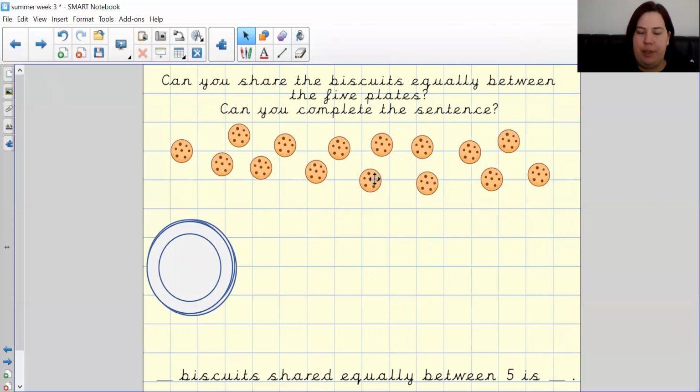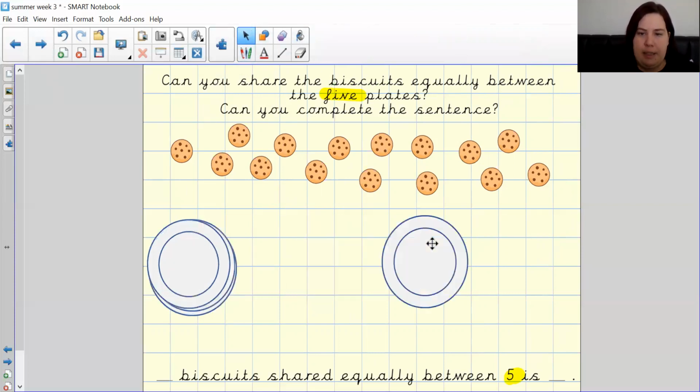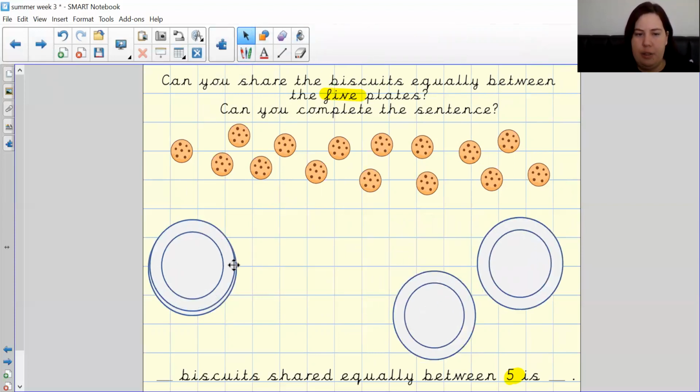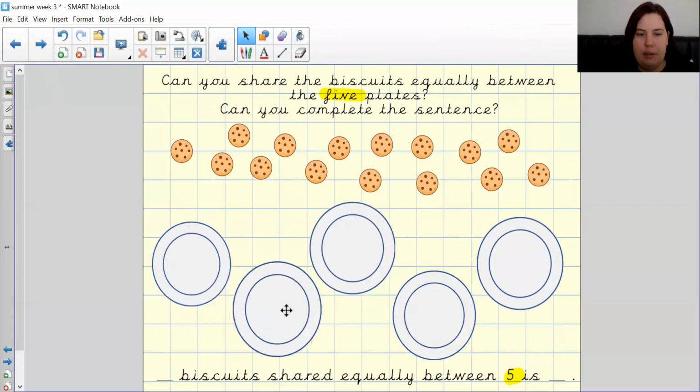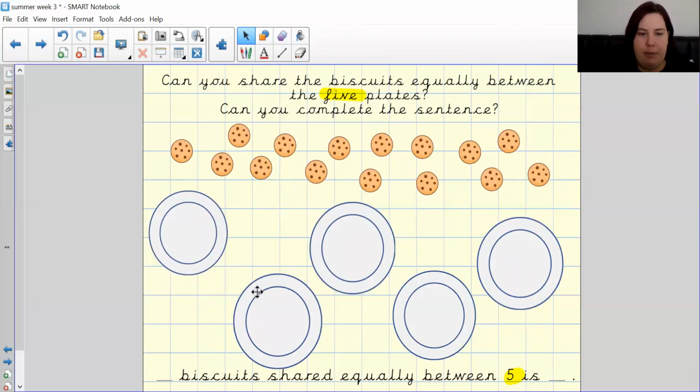Now this is slightly different. We are not sharing between 2 anymore. So let's read what we need to share with. Can you share the biscuits equally between the 5 plates? Well, I haven't put the plates out yet because we were going to solve it together. So the first thing you're going to do is underline the word 5 because that's how many groups I need to make. So let's get my plates. 1, 2, 3, 4, and then there's my 5th plate.